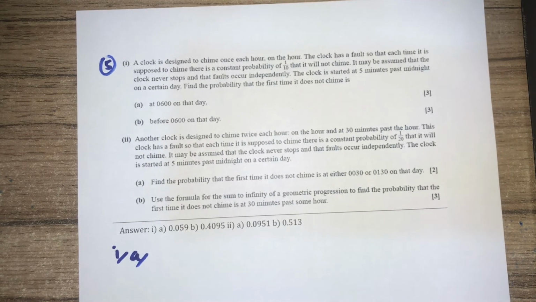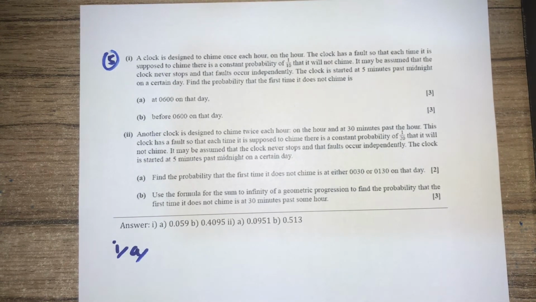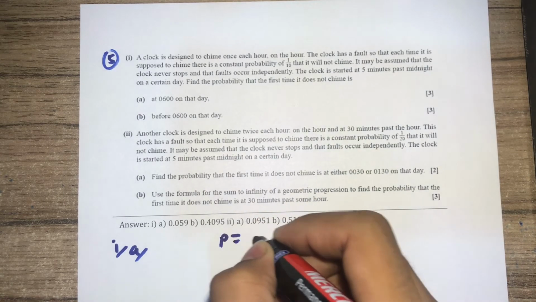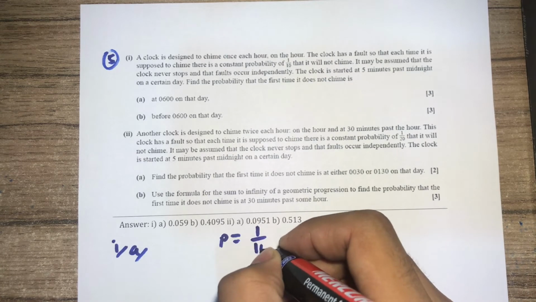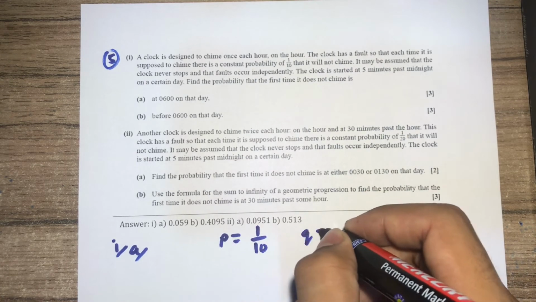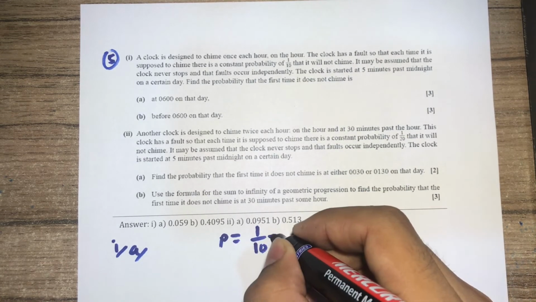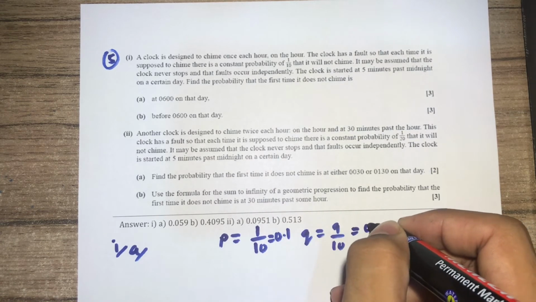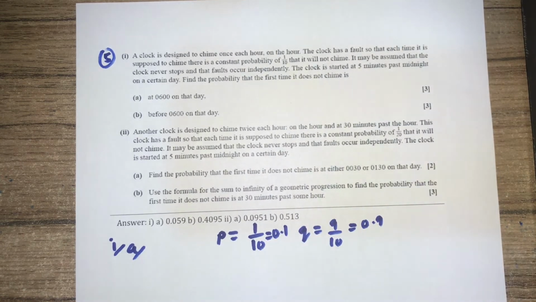So the clock is okay. Over here we have to find the probability that the first time it does not chime, right? So the success is that it does not chime, that is 1 over 10 or 0.1. The failure would be 9 upon 10. And because again we're looking for the first success, it's going to be a geometric distribution.